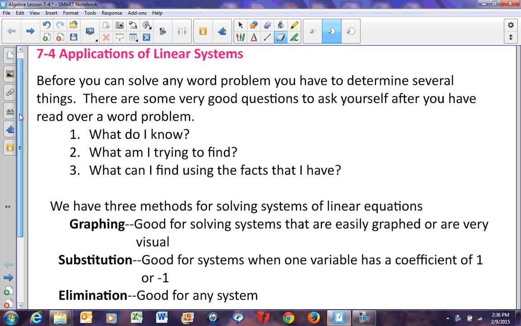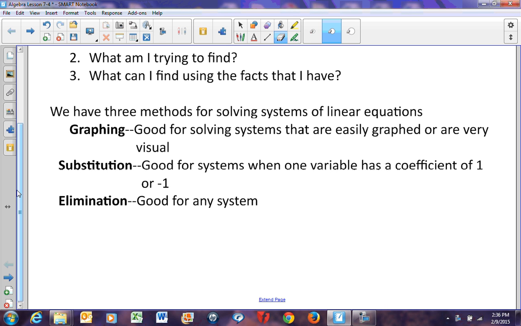There are 3 methods for solving systems of linear equations. And it does not matter which method you choose to use. You may choose any method at any time. Just choose whichever one you're more familiar with, more comfortable with, or whichever one seems to fit the situation best. Graphing is really good for solving systems that are easily graphed or are very visual. Substitution is very good for systems where you have one variable that doesn't have a coefficient larger than 1 or -1. Like you have 4x plus y equals 6, and you can solve it for y very simply. And elimination is really good for just about any system. Some people work with elimination quite well, others don't, so they prefer substitution.